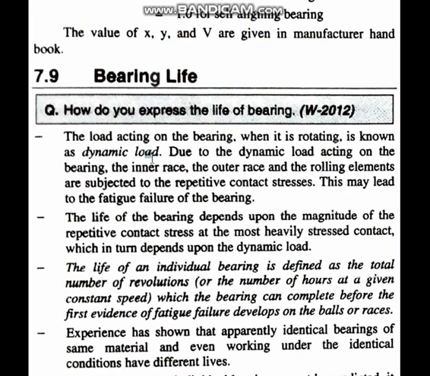Now let us see about the bearing life. You see, the load acting on the bearing when it is rotating is known as dynamic load. And when you are talking about life, the life of an individual bearing is defined as the total number of revolutions which the bearing can complete before the first evidence of fatigue failure develops on the balls or races. See, it is the number of revolutions.